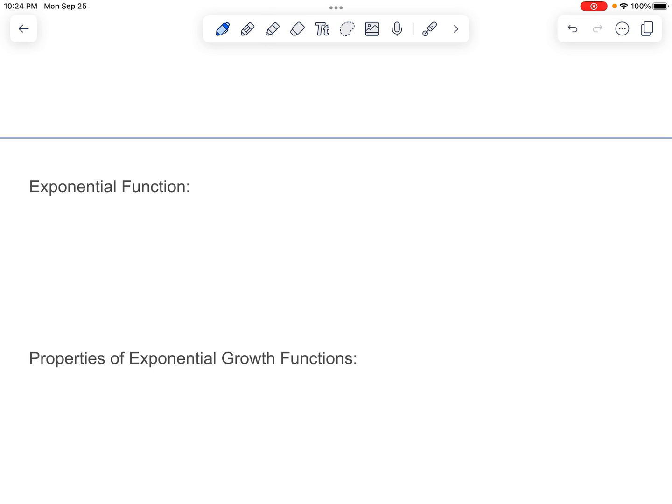An exponential function is in the format of y equals a times b to the power of x. And with that being said, a is your initial amount, and b is your growth or decay factor, depending on your situation. If your b value is between 0 and 1, then it's decay.